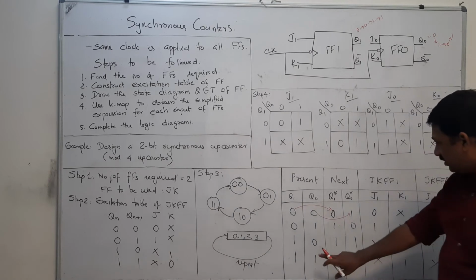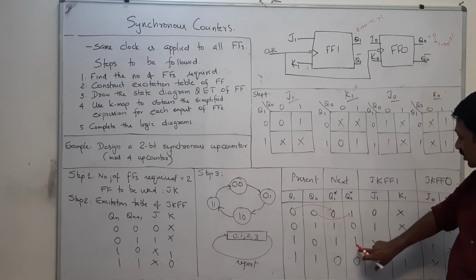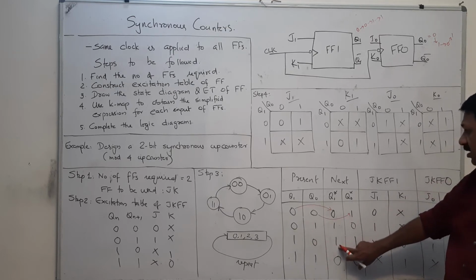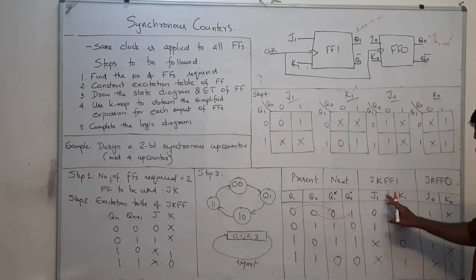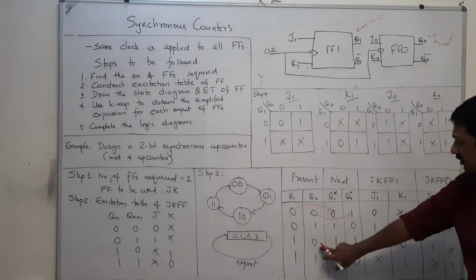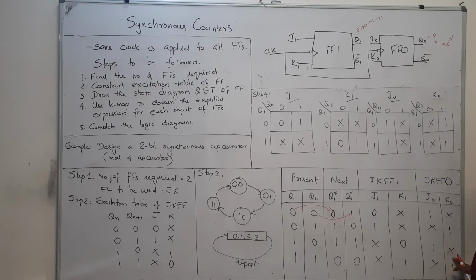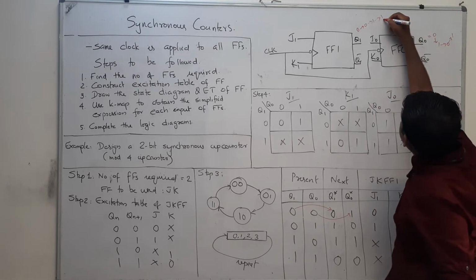That means here, see, here we have a 1 to 1 transition, and here there is a 0 to 1 transition. For a 1 to 1 transition, the excitation table shows the values of J1 and K1 should be x and 0. And for a 0 to 1 transition, the value is 1x. See the excitation table.